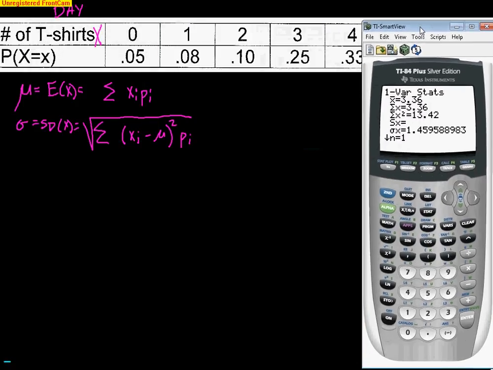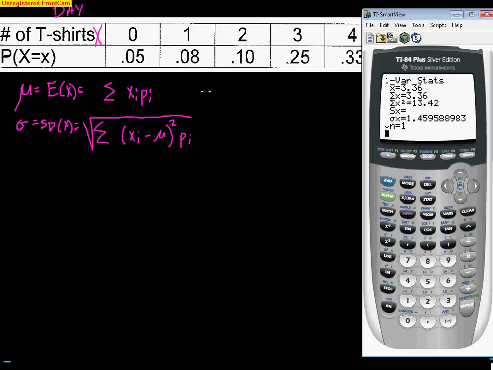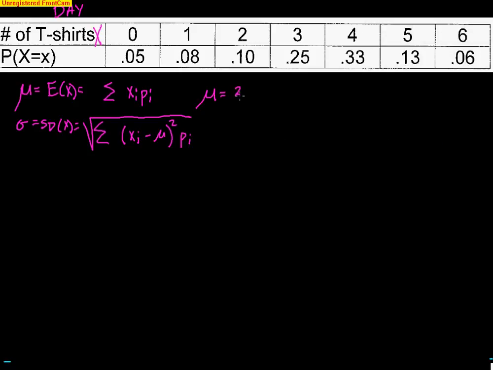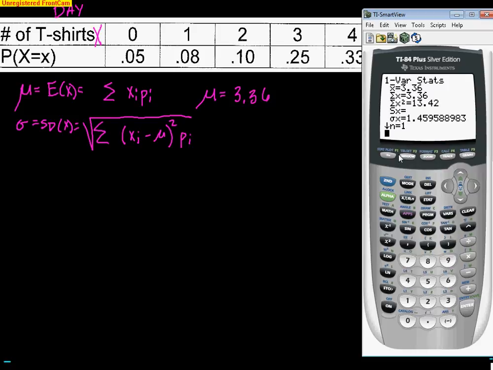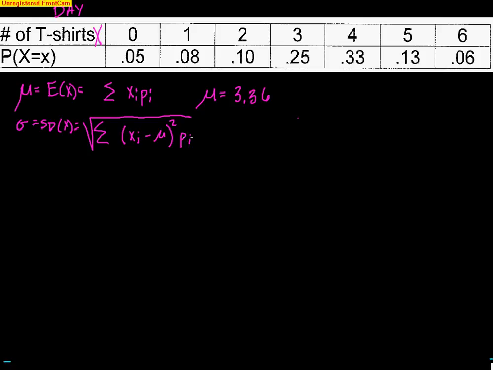So I get an expected value here. An expected value of 3.36 t-shirts, and I get a standard deviation, which is right here, sigma, 1.4596. So I get a standard deviation of 1.4596. And that is pretty cool. That's going to save you a lot of time on a test or on a quiz, so you don't have to do all that work by hand. So pretty cool that it could do all that for us.